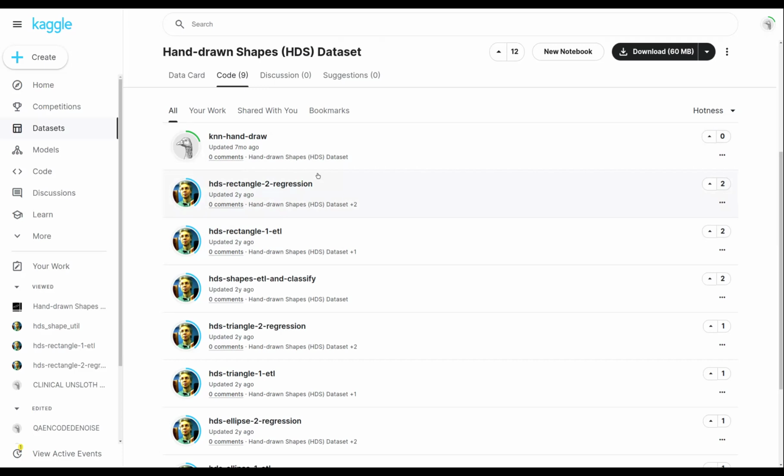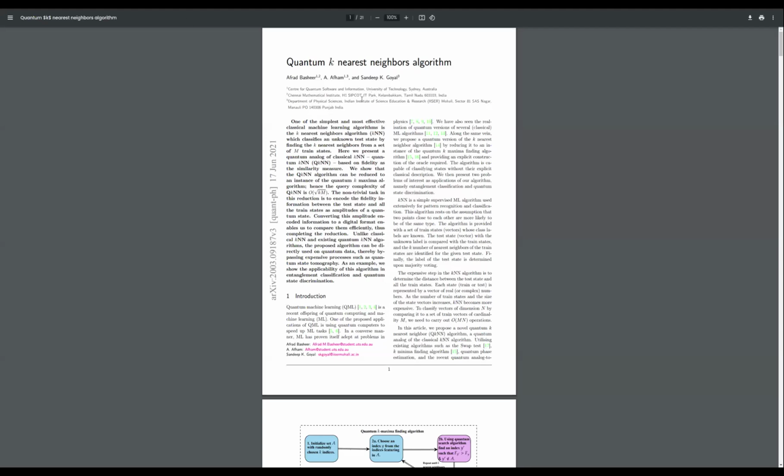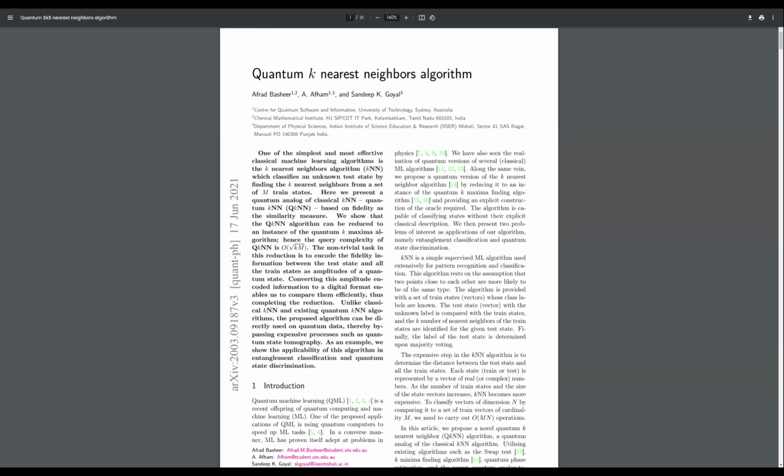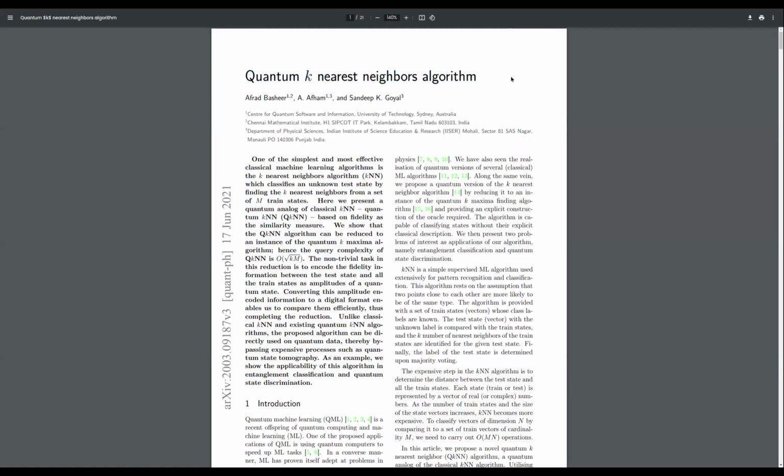I was looking into that too, and classical KNN got 90% accuracy. And there is something known as quantum KNN that utilizes the quantum properties of superposition to basically do the regression of the values. So this is the paper that I'm talking about. Can you see it? Yes, we can see. Quantum k nearest neighbors algorithm, quantum KNN.